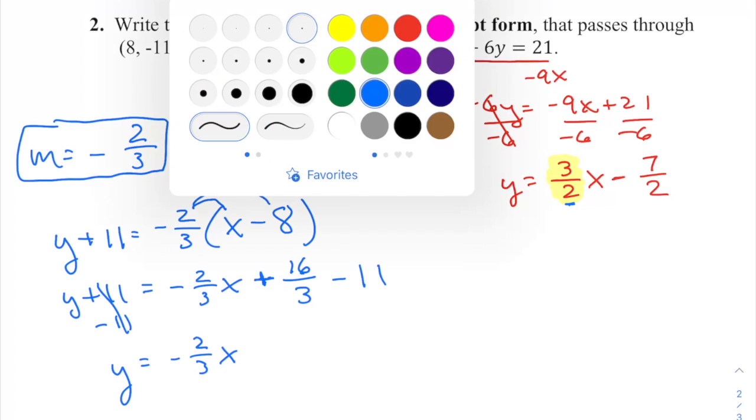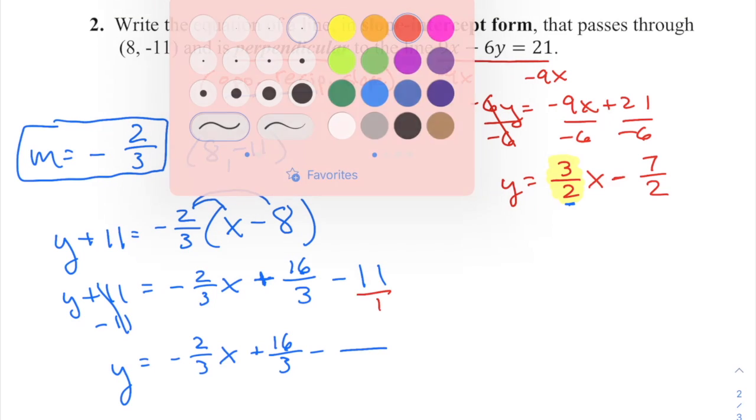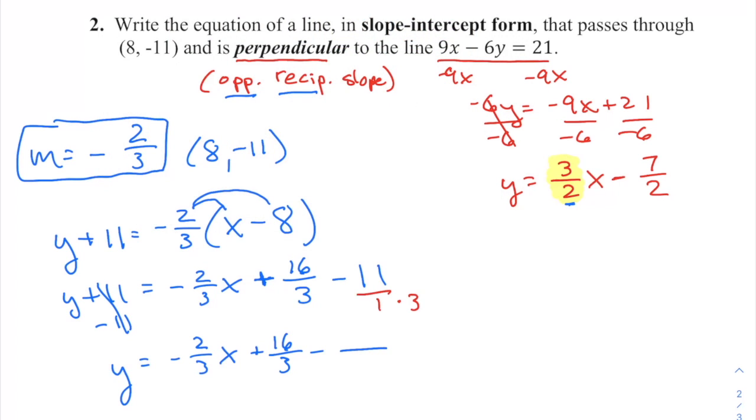I'm going to make a common denominator here. This is really 11 over 1, so let's put it over 3. So make a common denominator with this 16/3, so that's really 16/3 minus 11 over 1. I need to multiply the bottom by 3, so that becomes 3, and multiply the top by 3. 11 times 3 is 33, right? Because 33/3 is really just 11. I just wrote it with a common denominator.